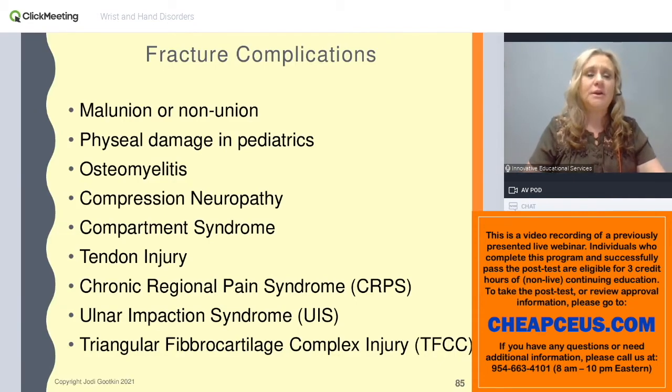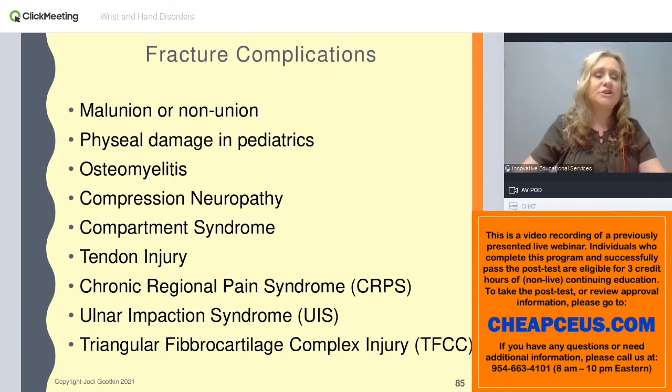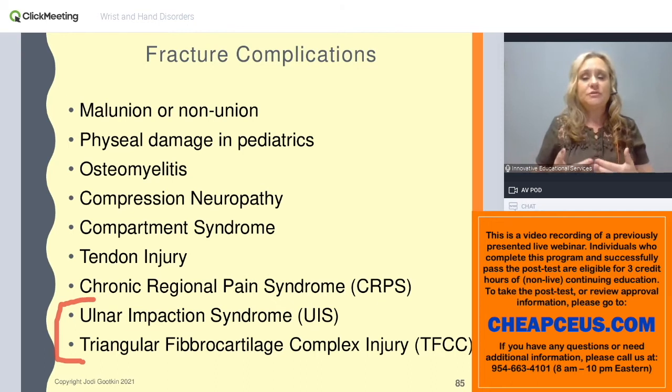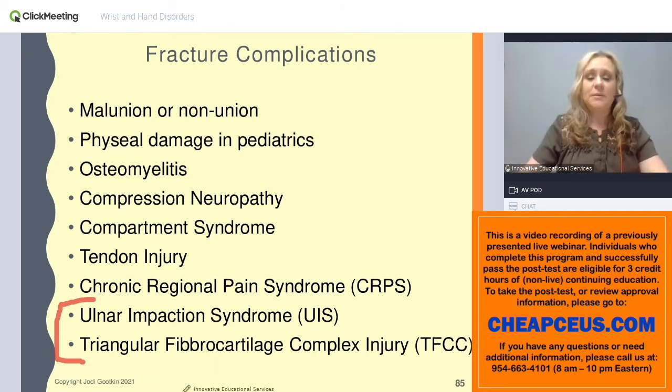Complications we're going to monitor our patients for post-fracture are lack of healing, osteomyelitis, any neuropathy development and carpal tunnel syndrome, compartment syndrome, and complex regional pain syndrome. The two that you may not be as familiar with are ulnar impaction syndrome and triangular fibrocartilage complex injury. There can be additional regions involved when we have a fracture in this distal extremity.